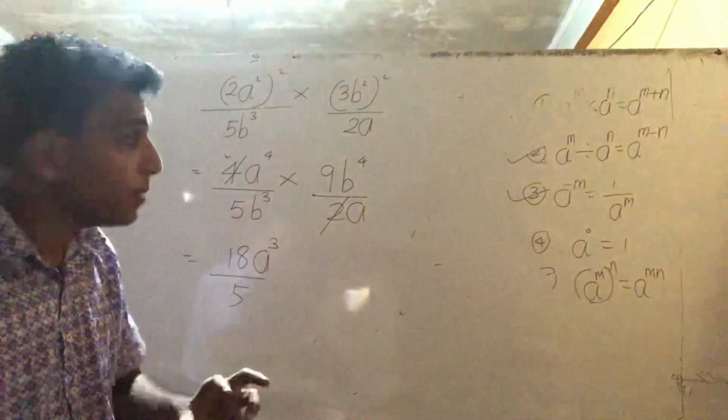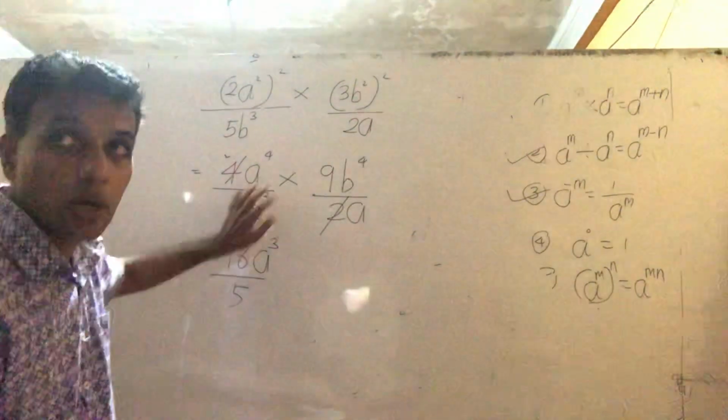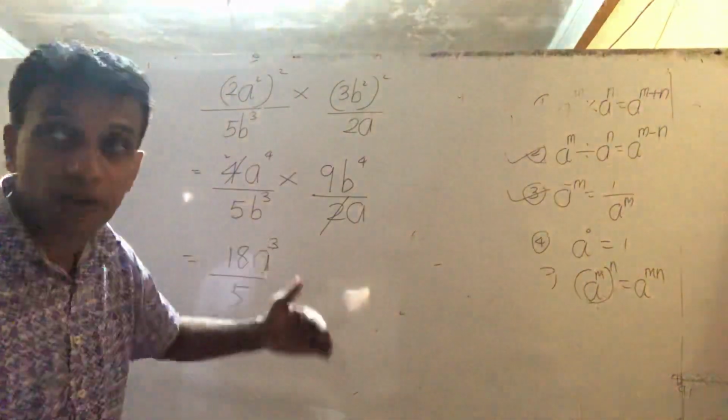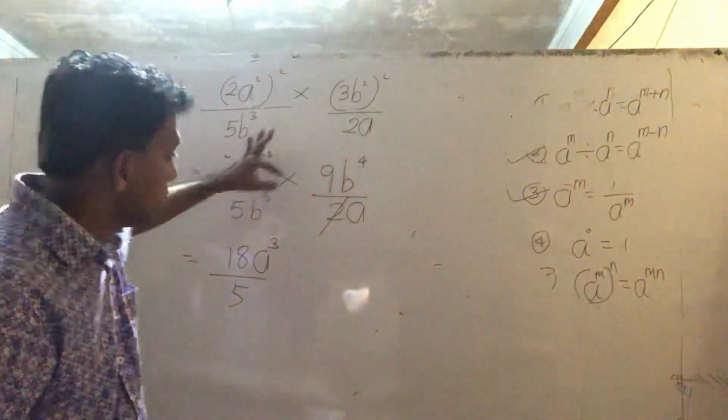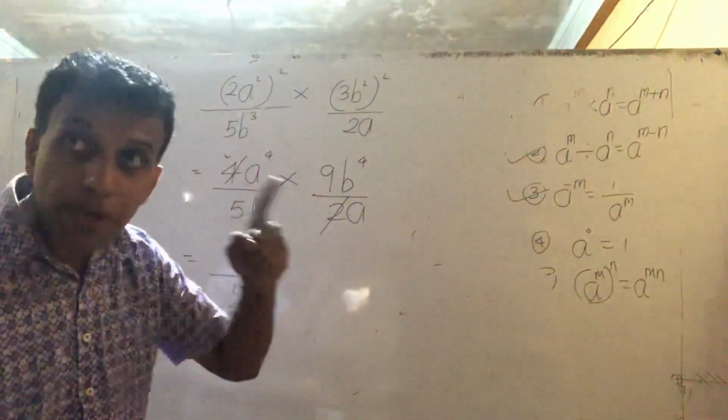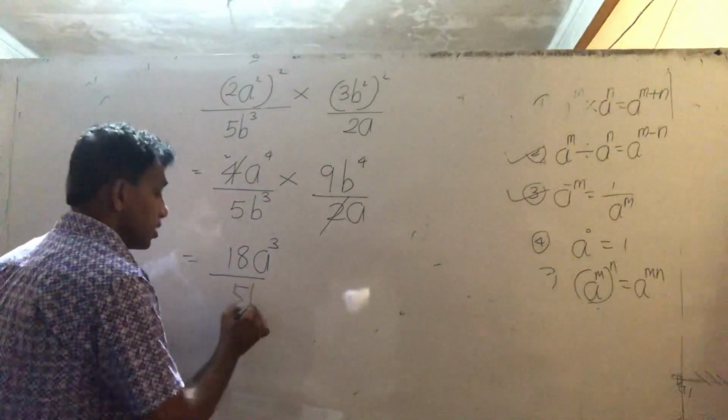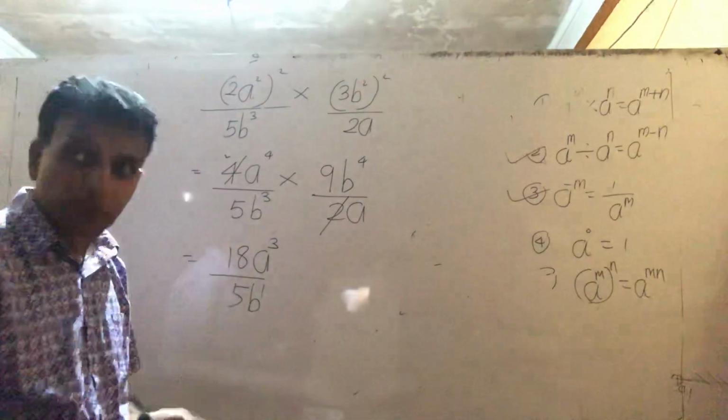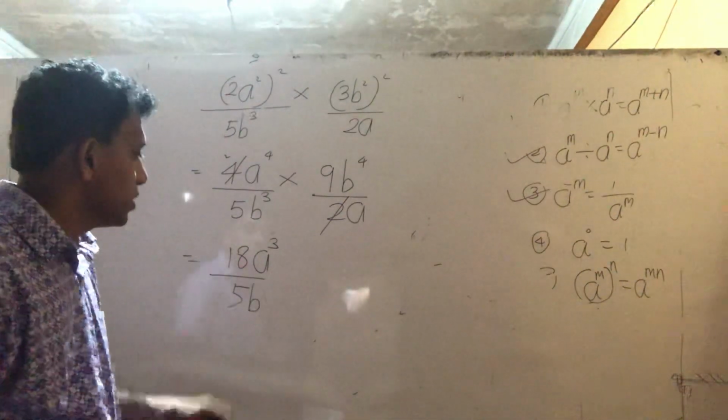Okay. How about the b part? b up, here down. So dividing once again. b power 4, here power 3. When dividing, subtract the power. b to the power 1. That means b. b is the final answer.